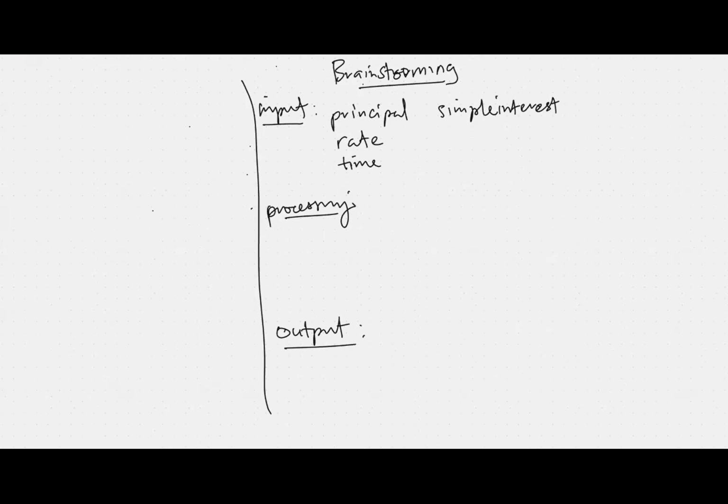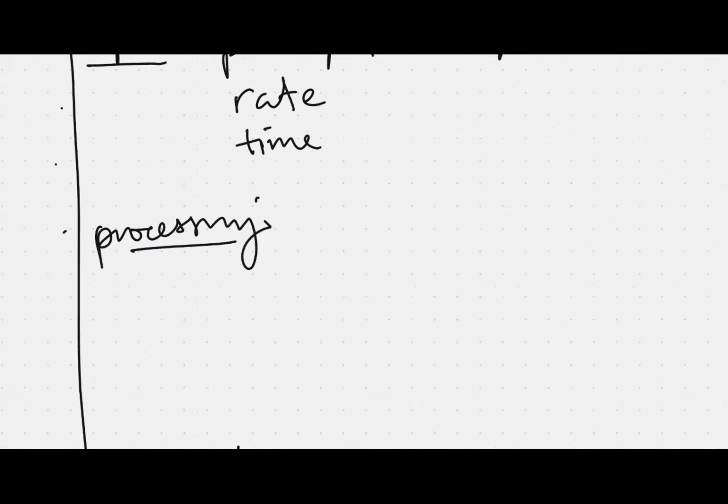Then what processing do we need to carry out for this input? I will not do everything for you. What processing do we need to do for this program? We want to calculate simple interest. We know that we need principal, time, and rate. What processing do we do for this program?